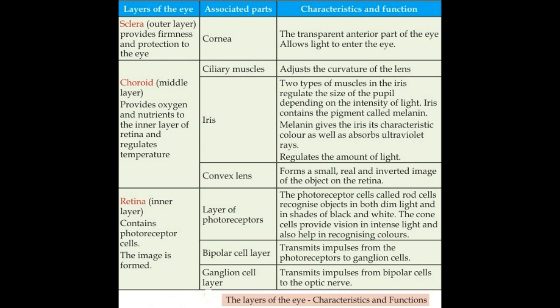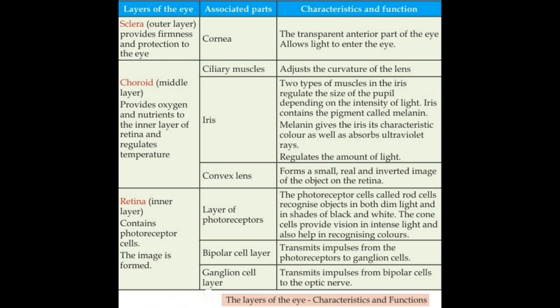Retina, the inner layer, contains photoreceptor cells. The image is formed. Layer of photoreceptors: the photoreceptor cells called rod cells recognize objects in dim light and in shades of black and white. The cone cells provide vision in intense light and also help in recognizing colors.